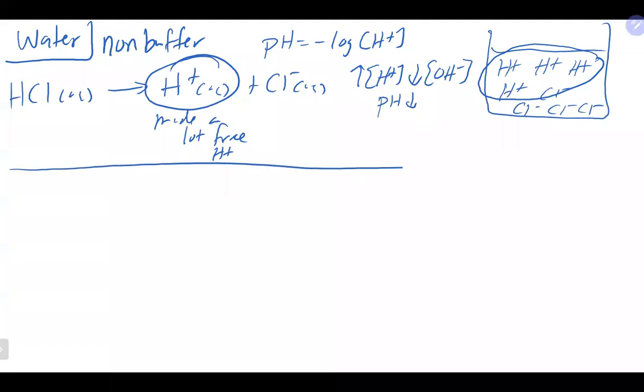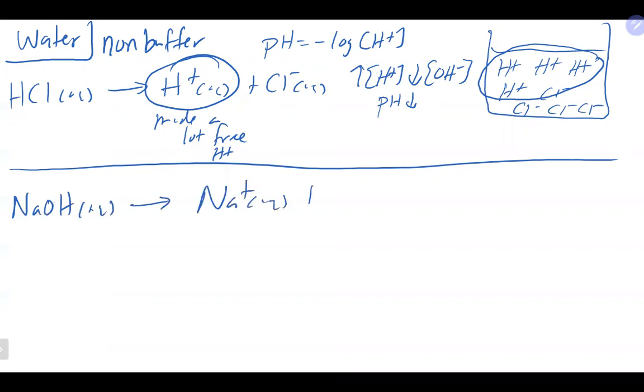Now, if we added sodium hydroxide, a strong base, to water, a similar thing will happen here. We will make sodium ion and hydroxide ion. And once again, 100% of what we have in that solution are the ions, right?